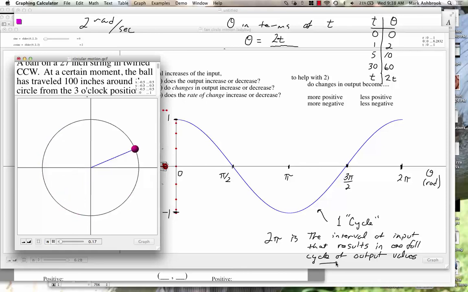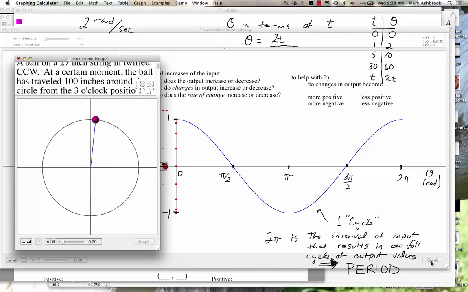And there's a name for that. So I took the time to write out this precisely, the interval of input that results in one cycle of output values. Some of you might know what that name is. What is it? Not the frequency. This is called the period. Period is how much input needs to go by, or the interval of input that gives one full cycle of output values. And then it starts over.